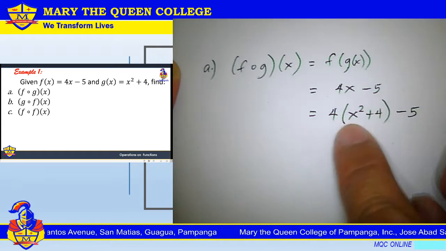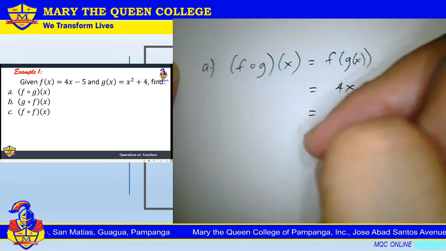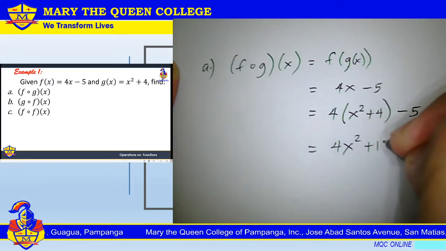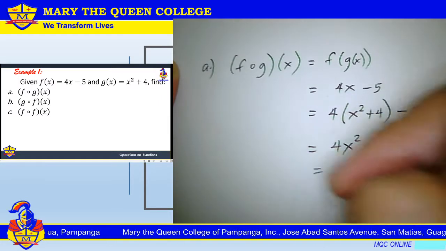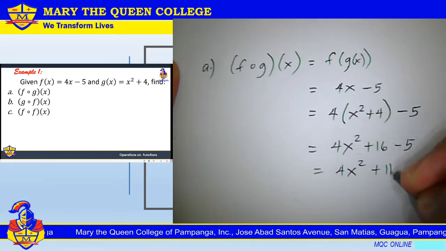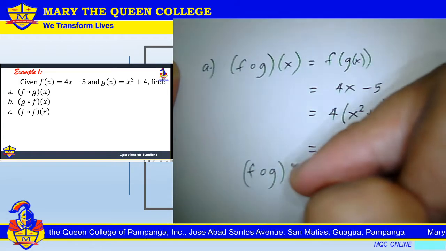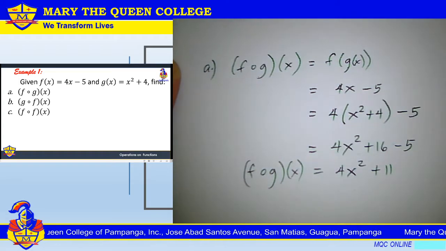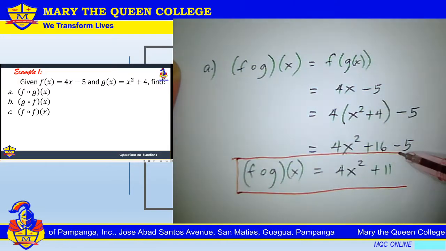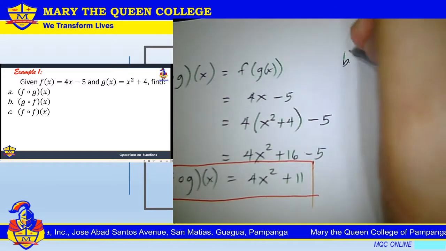So, that would be, what is our g of x? So, we have 4. Yung x replaced by x squared plus 4 minus 5. So, nandun pa rin po yun. Okay? So, yung x natin dito, papalitan lang natin ng value ng g of x. So, simplify it further, we will now have 4x squared plus 16 minus 5. Simplify it further, we have 4x squared plus 11. So, that is the value of the composite function of f and g. Okay? So, ganun lang po siya kasimple.